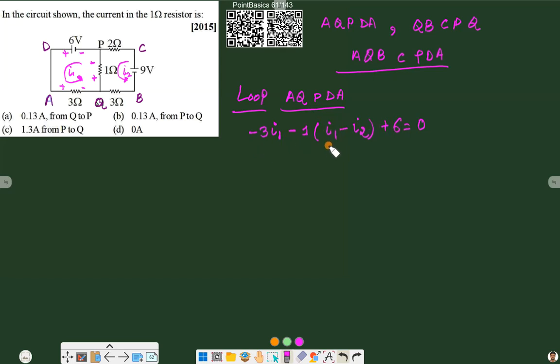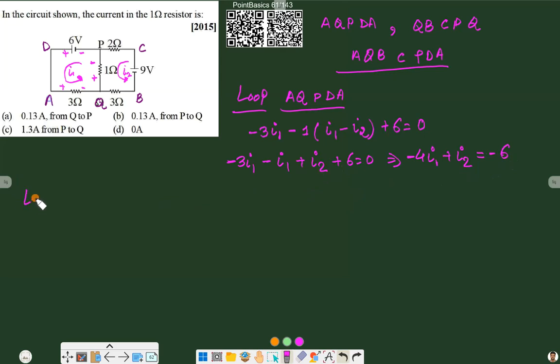Now let's solve it further. Minus 3 I1 minus I1 plus I2 plus 6 is equal to 0, or minus 4 I1 plus I2 is equal to minus 6. This is our first equation.